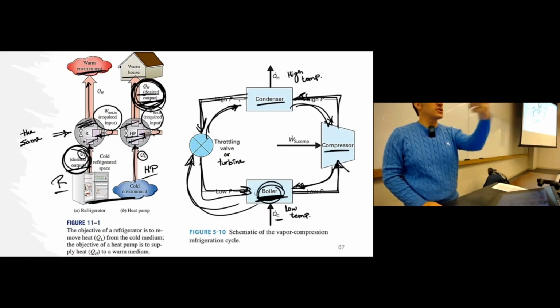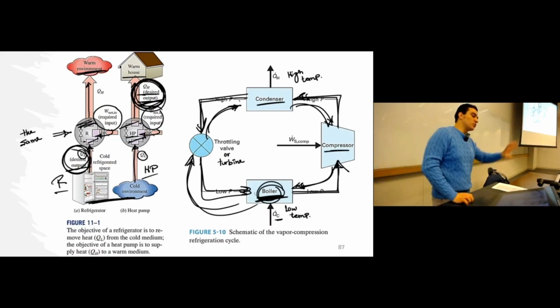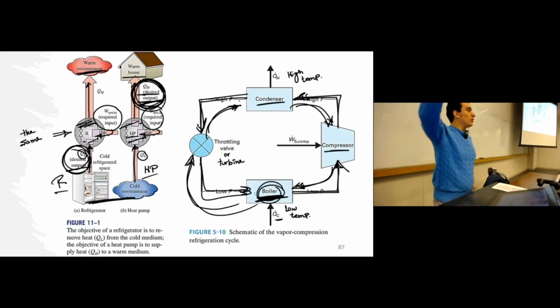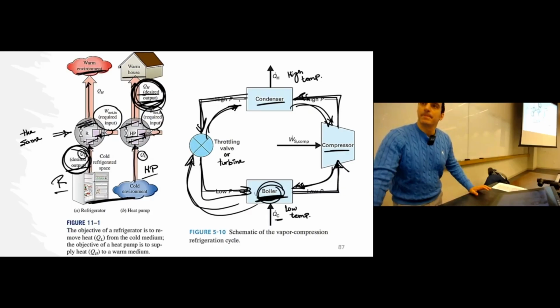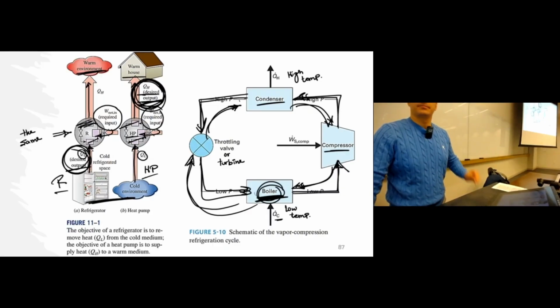transfer heat from low temperature to high temperature in order to have a system or a space at lower temperature, keep it cold. We have a system at high temperature, we keep it heated. Clear? Any questions? Okay.